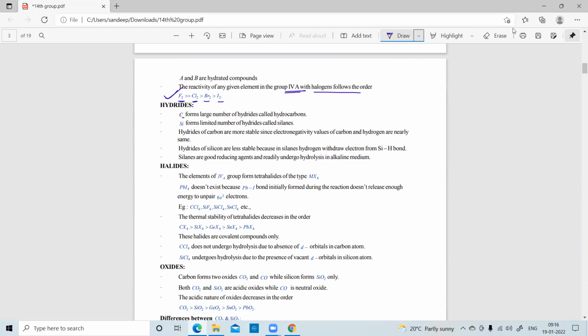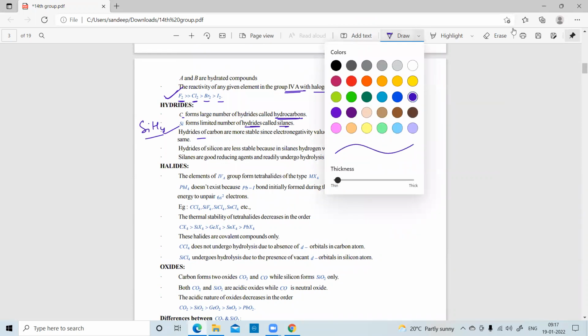Hydrides: carbon forms a large number of hydrides called hydrocarbons. These are of two types, saturated hydrocarbons and unsaturated hydrocarbons. Silicon forms a limited number of hydrides called silanes, like SiH4. Hydrides of carbon are more stable since the electronegativities of carbon and hydrogen are nearly the same.